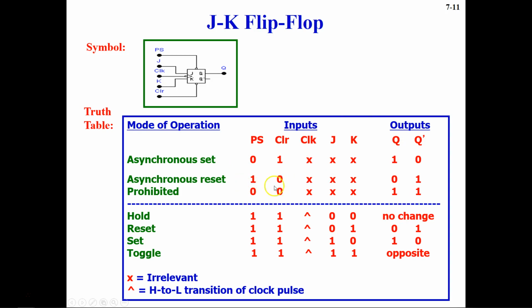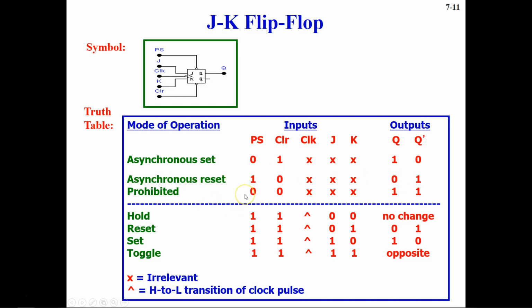And in the second stage, which is the reset stage, when you give 0 to the clear and preset is 1, then whatever input you give at the clock and at the J and K inputs, you will get 0 as your Q and 1 as your Q naught, which means your output is being reset.